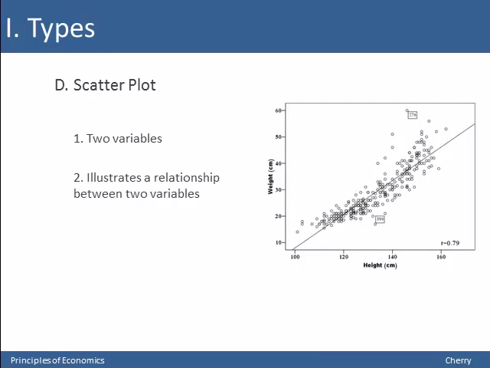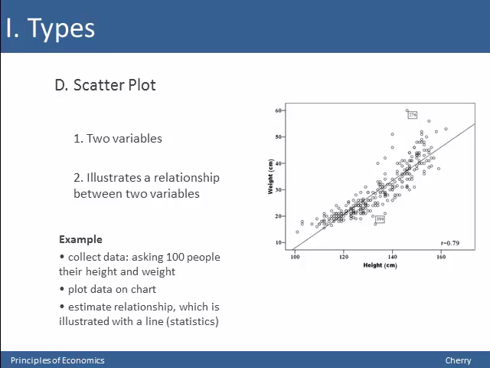Then we have the scatter plot. And the scatter plot is unique because it illustrates two variables, and in particular it illustrates the relationship between two variables. So for example, suppose that you went out and asked 100 people what their height and their weight is, and you recorded this down in your notebook. And then you went back and you plotted that data out onto a diagram, a 2x2 diagram as you see here. What this would reveal is the relationship between weight and height.